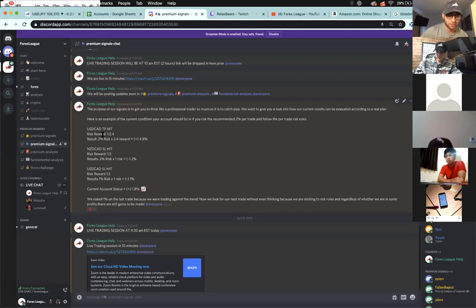So this is just a little example. We had a winning trade, risk reward 1 to 2.4. 2% risk is what we recommend on every trade. Reward was 2.4, so that means it was a 4.8% gain. You closed all the position at the last target at TP5. Now NZ CAD, stop loss hit, risk reward was 1 to 3, recommended 2% risk, so obviously it lost 2% on that. UCAD, stop loss hit, we recommended 1% because it was a late entry, minus 1%. So current account, you're up 1.8%, right?